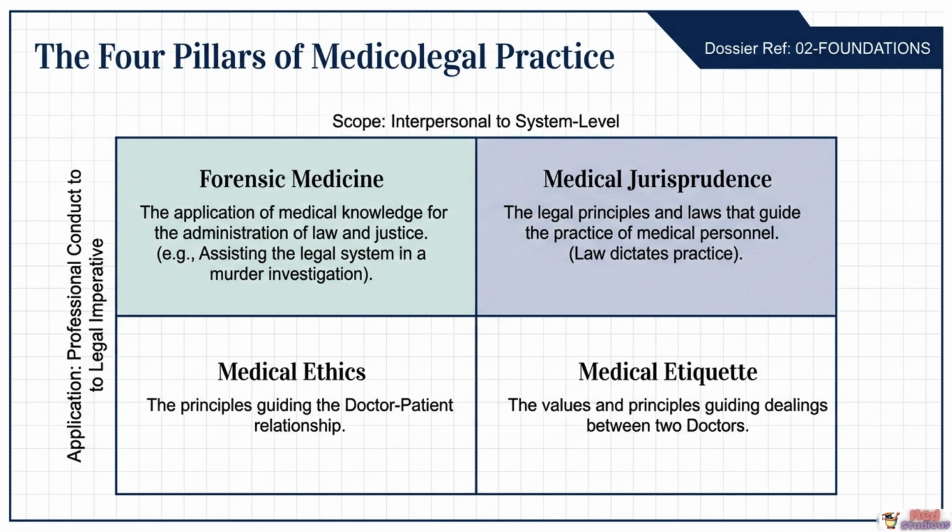This is the reverse relationship, where legal principles and statutes govern how medical personnel must practice. Here, the law dictates medicine. The third pillar is medical ethics, the principles guiding the doctor-patient relationship, rooted in beneficence, non-maleficence, autonomy, and justice. These are largely professional norms rather than statutory requirements, though violations carry serious consequences. The fourth is medical etiquette, the codes of professional conduct between 2 doctors, including consultation norms, referral practices, and collegial respect.